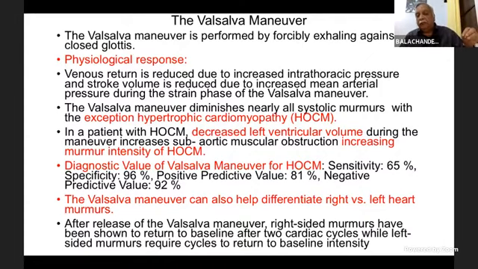Remember, the Valsalva maneuver can also differentiate right-sided versus left-sided murmurs to some extent. After the release of the Valsalva maneuver, right-sided murmurs have been shown to return to baseline after 2 cardiac cycles, whereas the left-sided murmurs will take a little more time, at least 3 or 4 cycles, to return to baseline intensity.